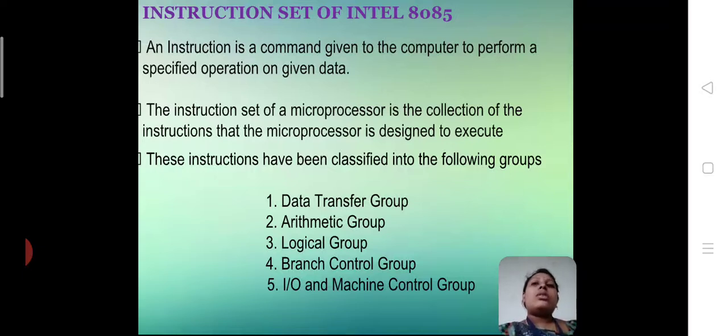In total, these instructions have been classified into 5 groups. First is the data transfer group, second the arithmetic group, third the logical group, fourth the branch control group, and fifth the input/output and machine control group. These are the 5 groups in the instruction set of the Intel 8085 microprocessor. Let us see them one by one.